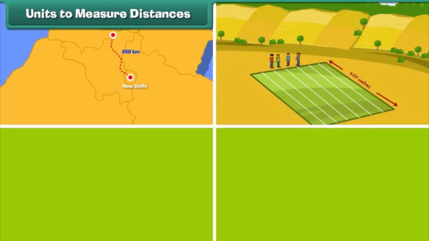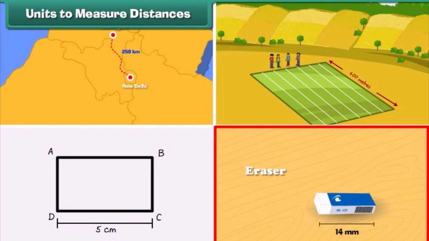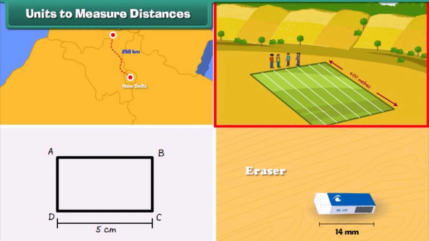We find that kilometer, meter, centimeter, millimeter are the units used for measuring distances. Among these, kilometer is the biggest unit used for measuring long distances, while millimeter is the smallest unit used for measuring very small lengths. The standard unit of distance is meters.